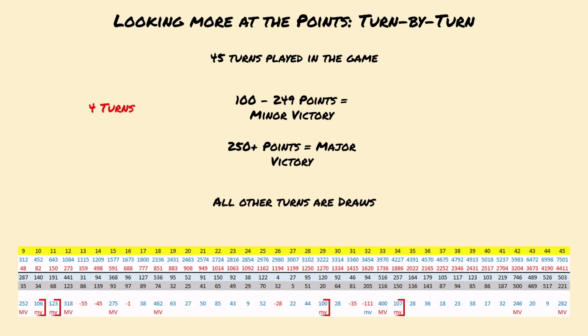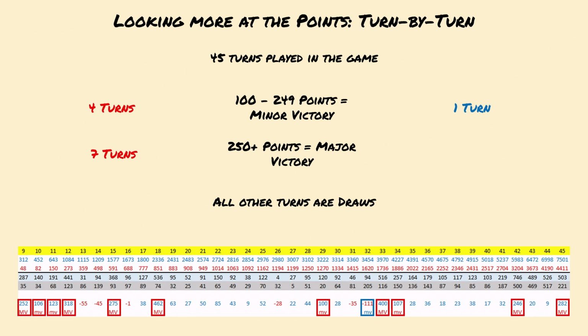During this game, the Confederates had 4 turns in which they earned a minor victory, while the Federals had just 1 turn in which they earned a minor victory. As far as the 250-point major victory turns, the Confederates had 7, which is really impressive and means they were able to inflict heavy losses on the Federal Army in great chunks during individual turns. For the Federals, they didn't have any major victory turns during this battle. And if that's all the information you knew, it'd be pretty simple to tell which side won this battle.